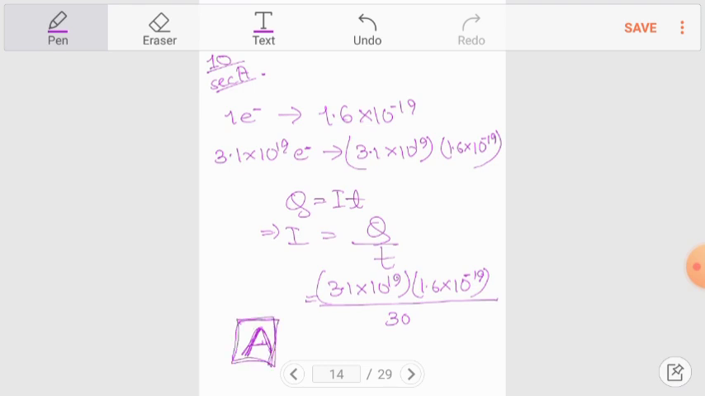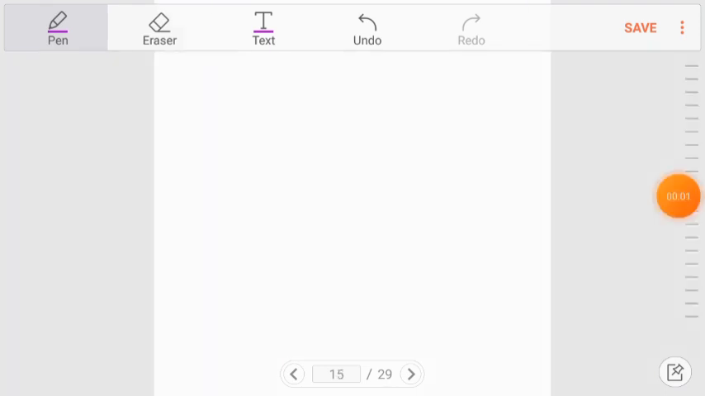Now with this, our section A ends. I'm moving to section B. So now I'm going to solve question number 11 from section B.